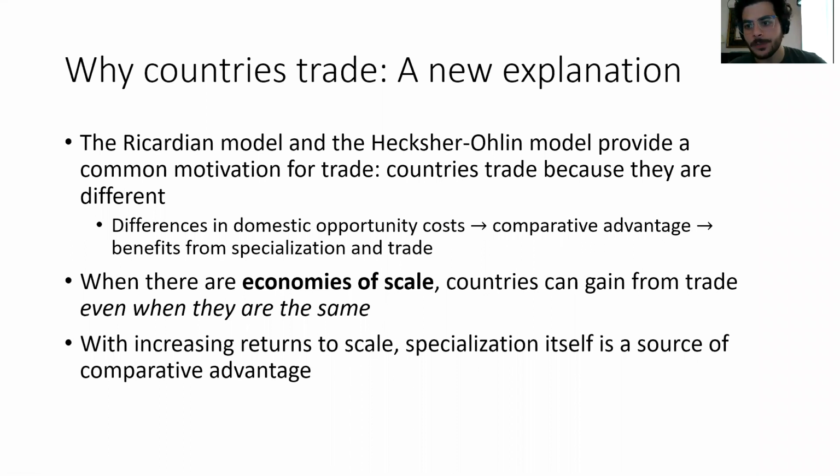So in the two models of trade we've studied so far, the Ricardian model and the Heckscher-Ohlin model, we've had a common motivation for trade. Countries trade because they are different. And the story there is that we have differences in domestic opportunity costs, which we call comparative advantage. And this leads to benefits from specialization in trade.